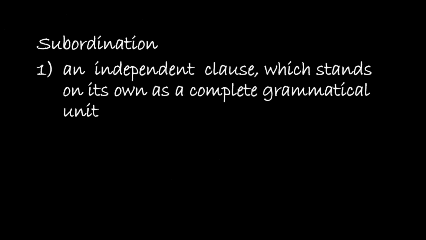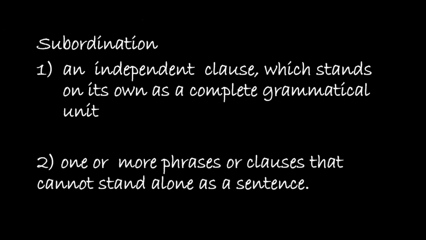Now let's have subordination. A sentence with some information subordinated contains an independent clause, which stands on its own as a complete grammatical unit, and one or more phrases or clauses that cannot stand alone as a sentence, a so-called complex sentence. Subordination weaves elements together so that the main idea is featured in the main clause, and the other subordinate ideas are given in the subordinating clause or clauses.